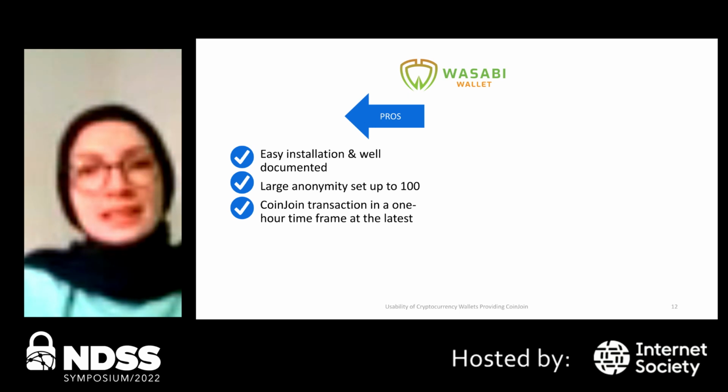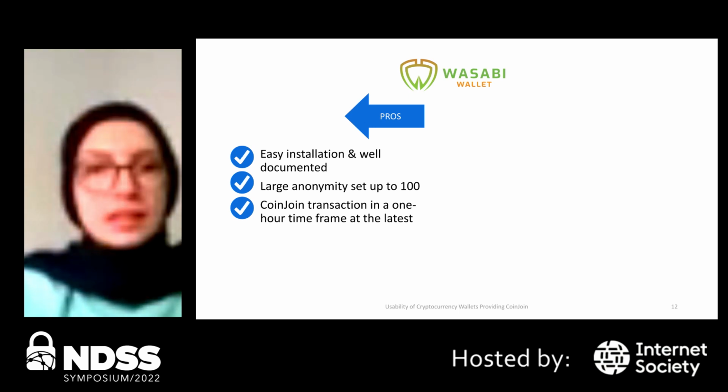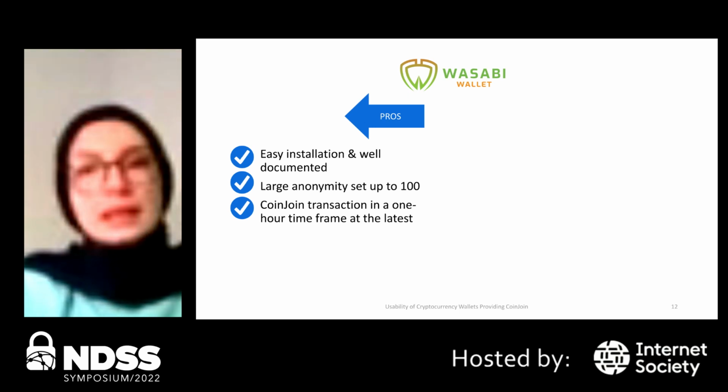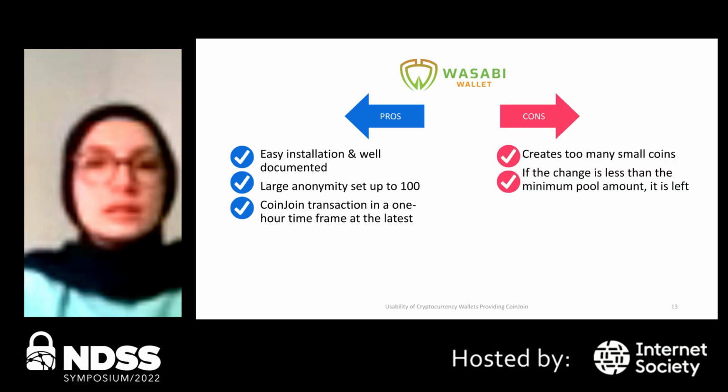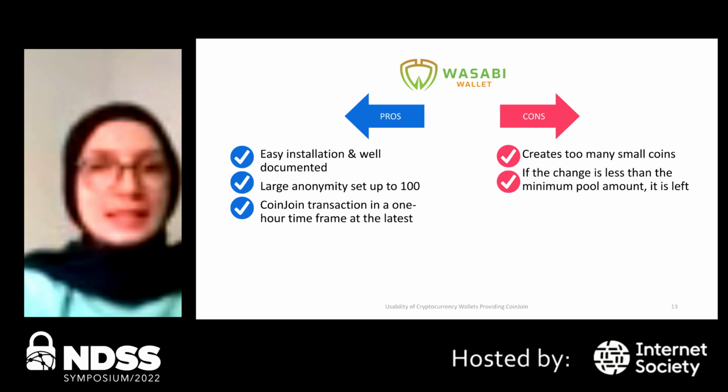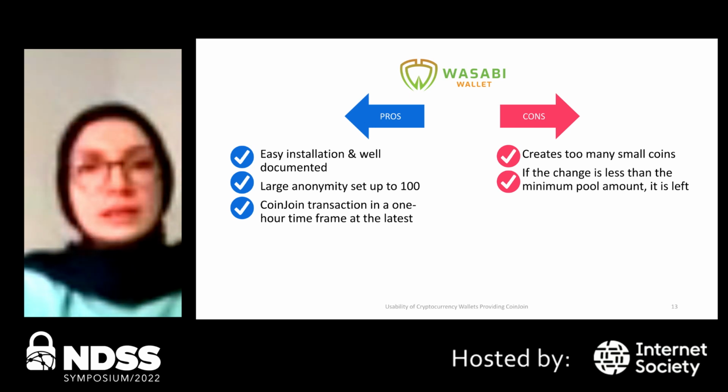From our findings, Wasabi has easy installation and is well documented. The transaction can be created with quite large input pairs, up to 100, and the user gets informed that she has the chance to create a CoinJoin transaction in a 1-hour time frame. Therefore, Wasabi can be identified as the most user-friendly wallet.